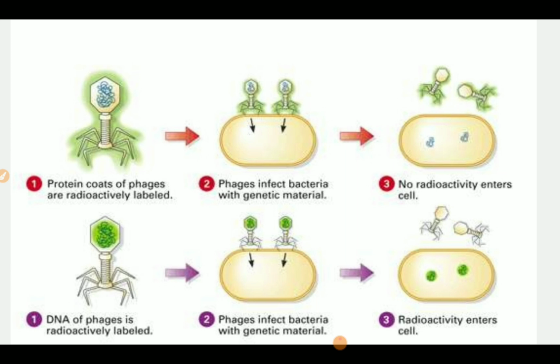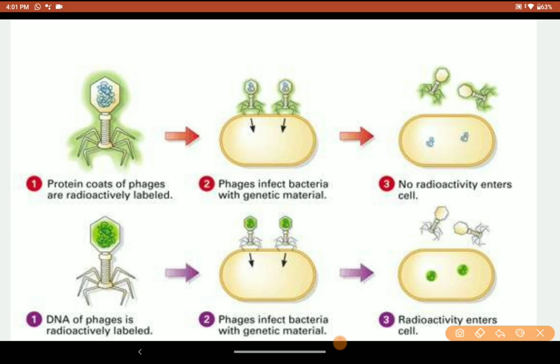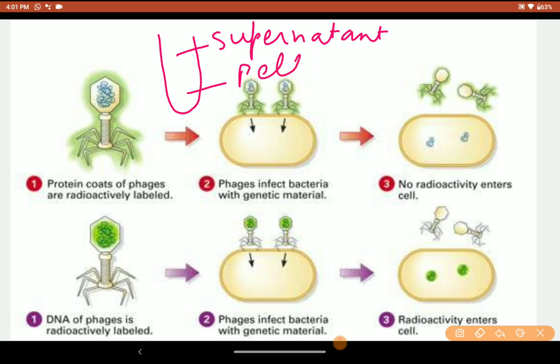Okay, so when they were centrifuged, they made two different layers. The upper one is called the supernatant and the lower one is called the pellet. The bacterial cells, being heavy, are always found in the pellet, and the phage particles, which were light, were always found in the supernatant.